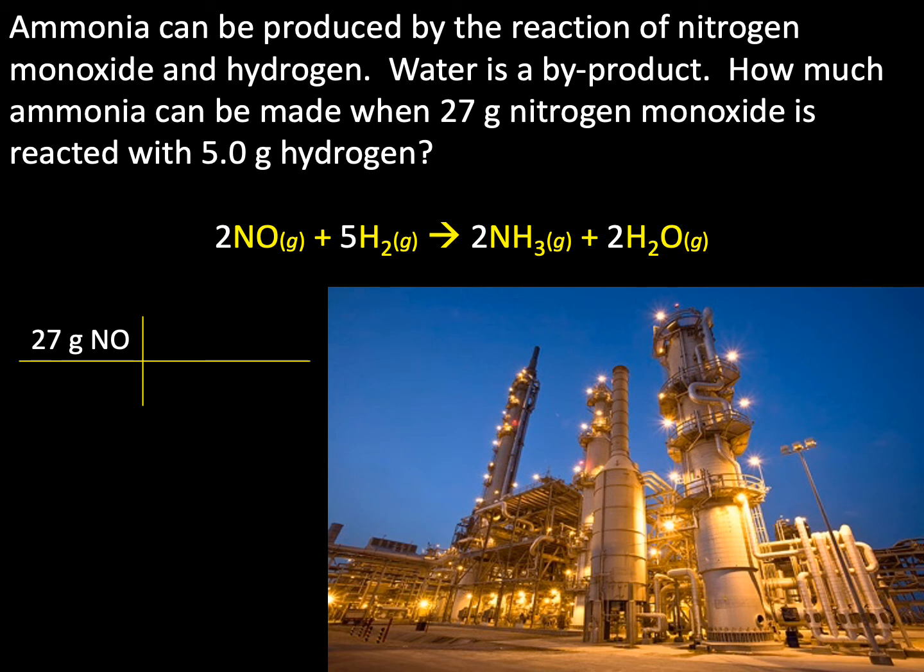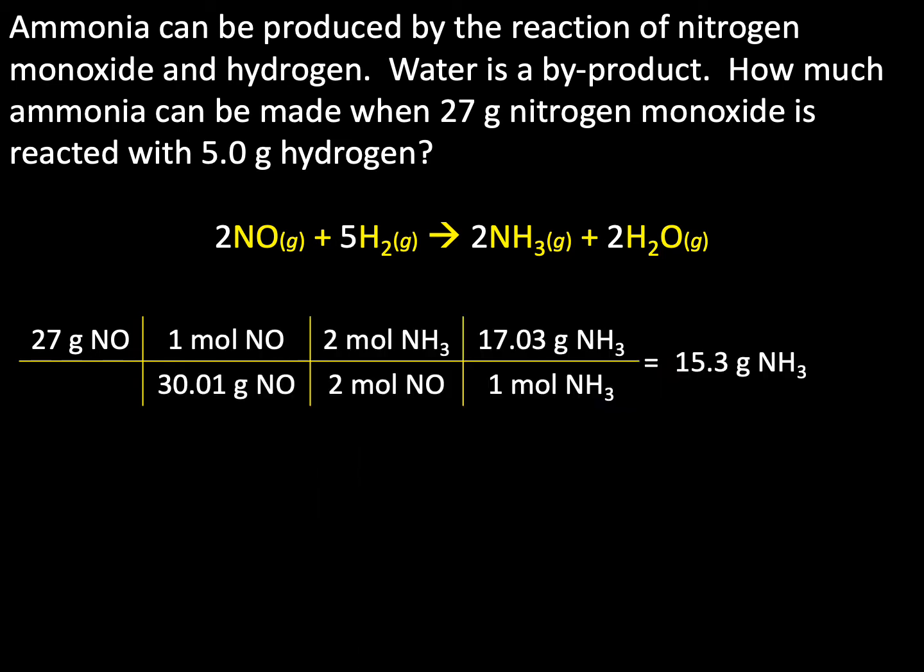So in essence, we're assuming hydrogen is not an issue. We're assuming we've got all the hydrogen we need. So based on just the NO, how much could we make? We just convert grams of NO to moles of NO, moles of NO to moles of ammonia using the mole ratio in the equation, which in this case is just 2 to 2, and then convert moles of ammonia to grams of ammonia. So pause the video and see if you can do that and get the same answer I got. Did you get 15.3 grams ammonia?